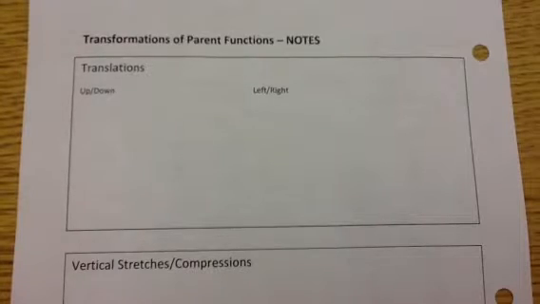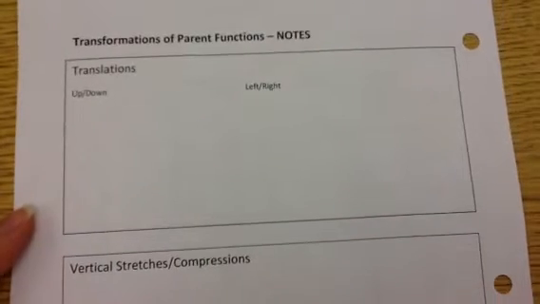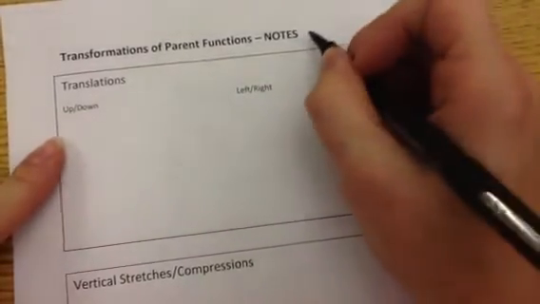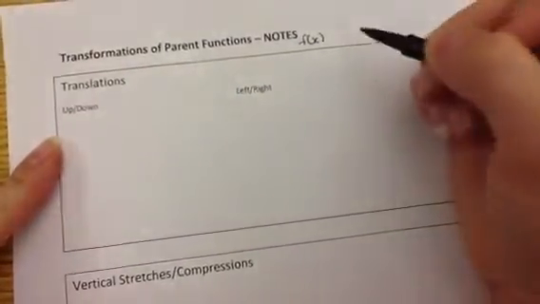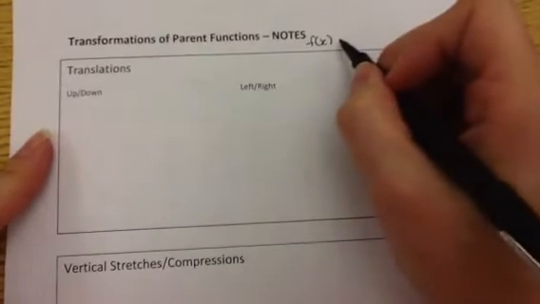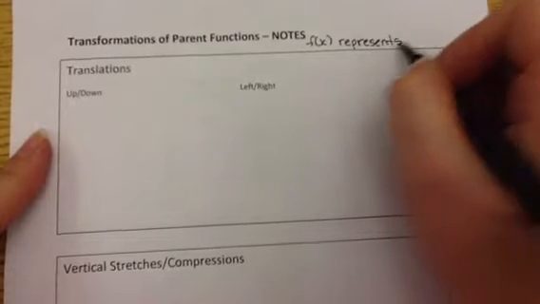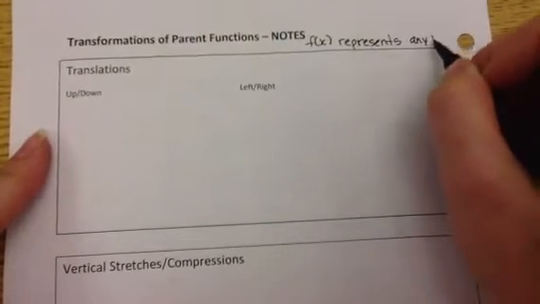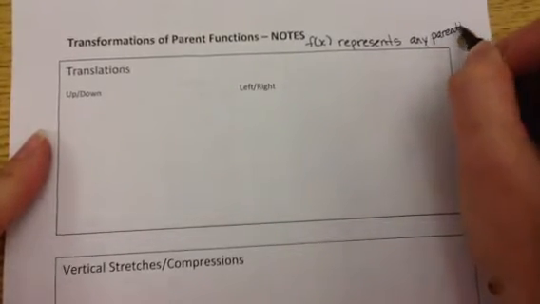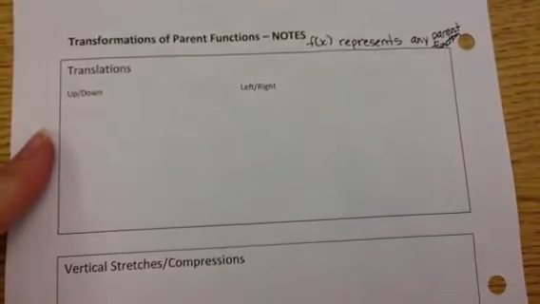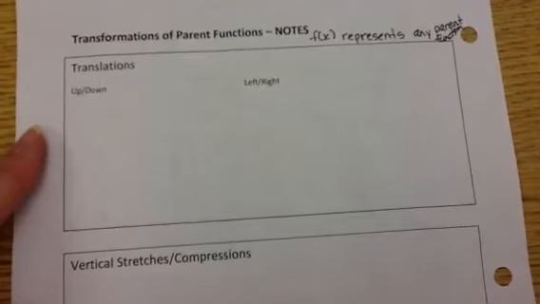Let's take a look at transformations of parent functions. When we're looking at these, what I want you to keep in mind is that the notation that I use, f of x, is going to represent any parent function. So f of x represents any parent function.